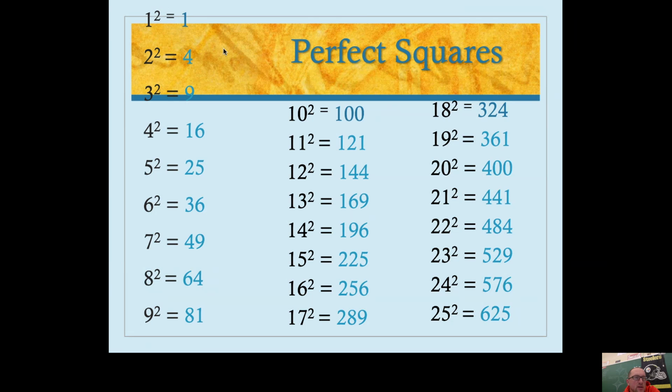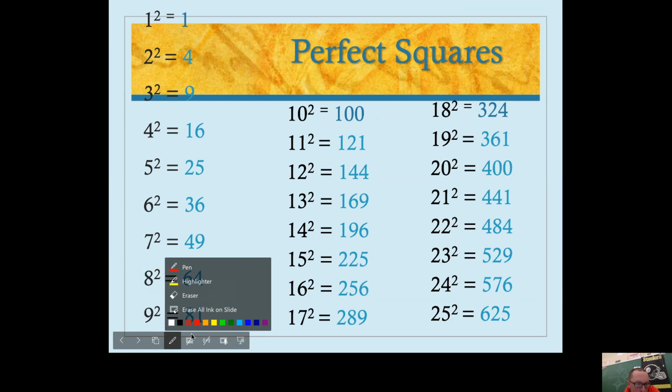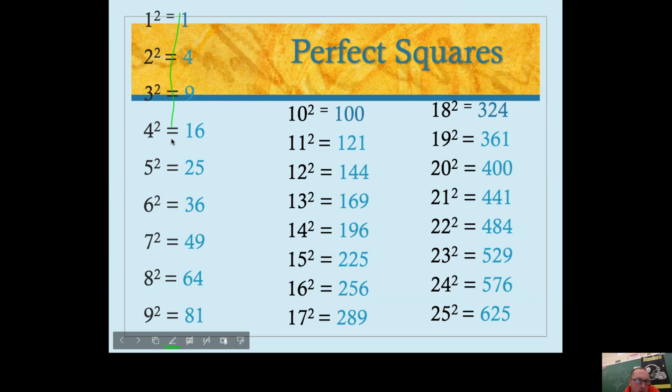A number is a perfect square if you can take a different number and square it and get that number. So the perfect squares are these bluish numbers. I'll put them in a box right here. These are the perfect squares.